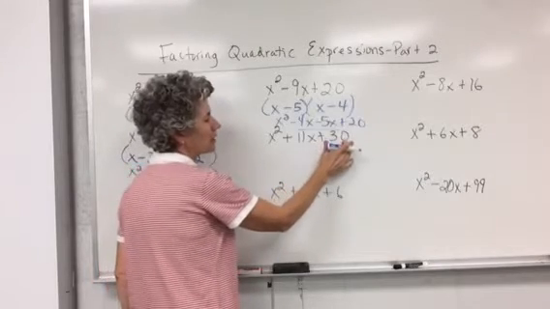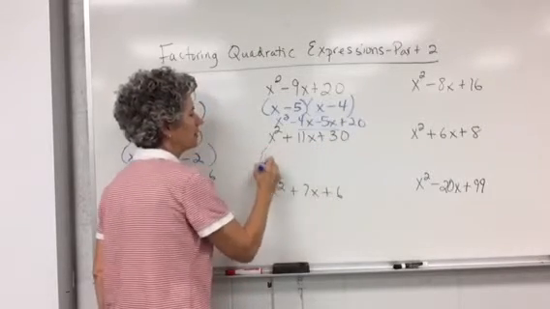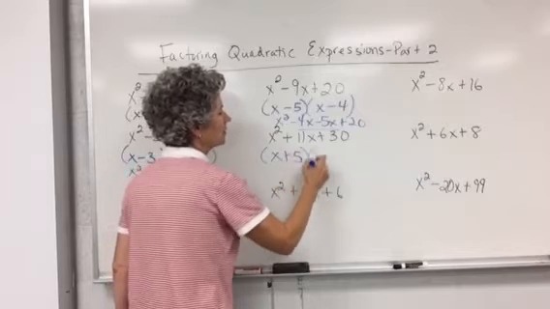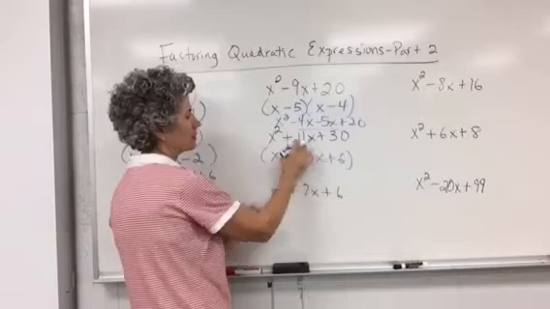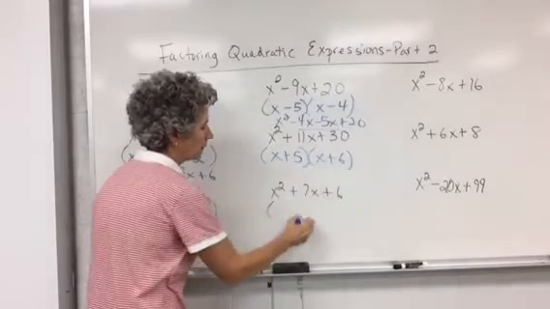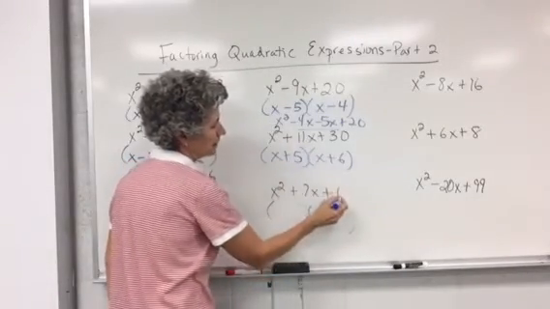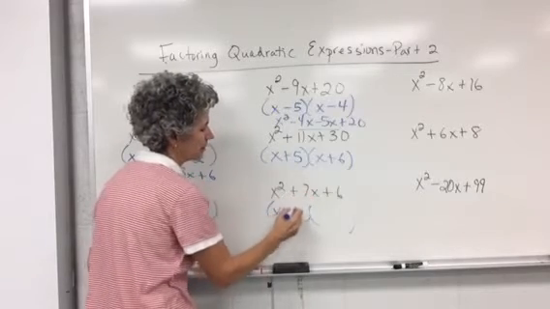Two numbers that have a product of 30 and a sum of 11. That would be 5 and 6. And there's your positive 6x plus 5x. There's a positive 11x. Two numbers that have a product of 6 and a sum of 7. That's going to be 1 and 6.